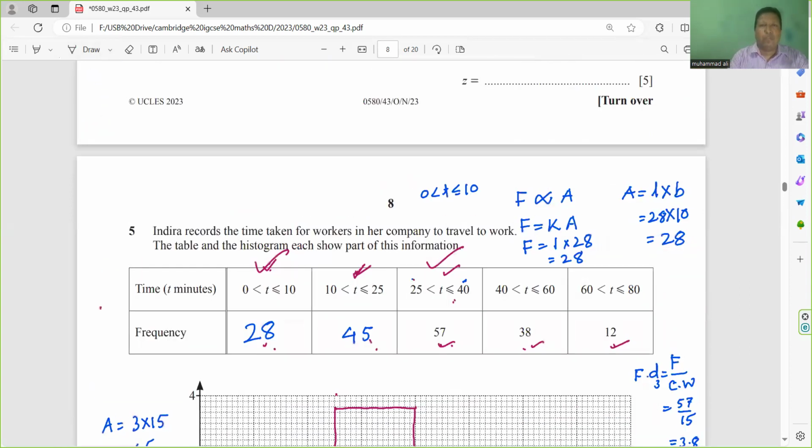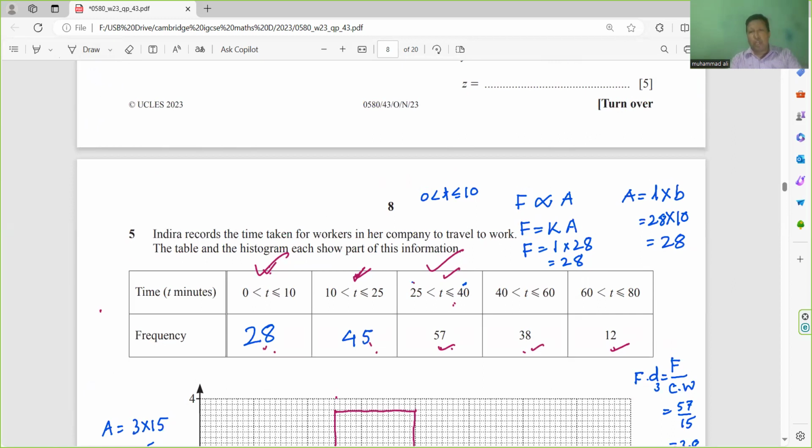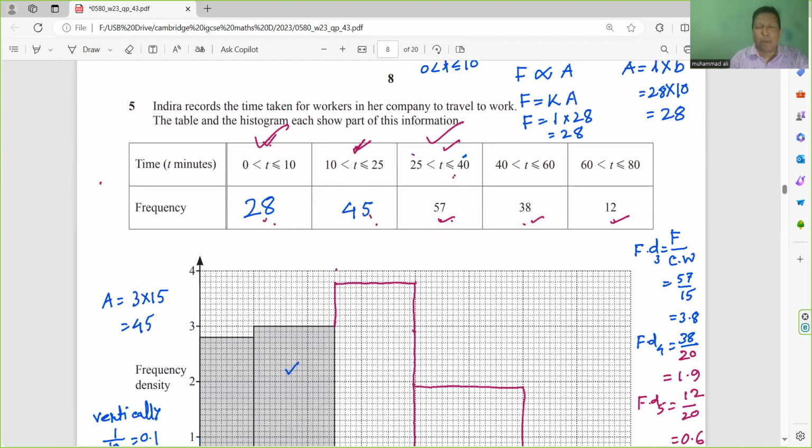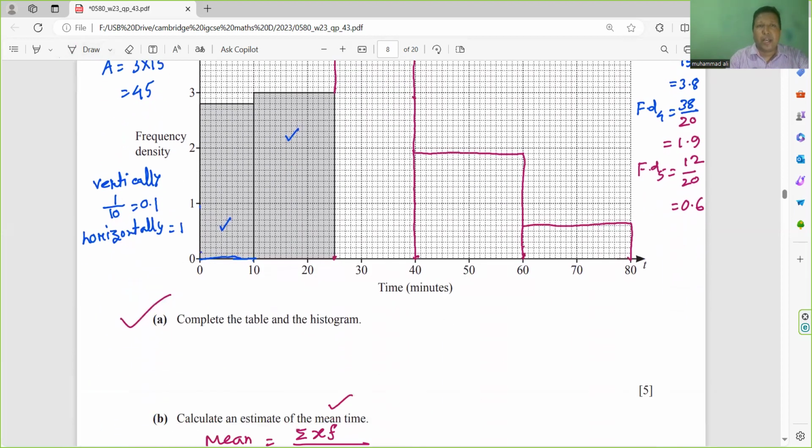At first, we find the frequency because we know that frequency is proportional to area. Here K is 1. So we have to find the area of each bar or each histogram, and that area equals the frequency. In this way, we get the frequency of the first interval, second interval, and we also use this formula: frequency density equals frequency divided by class width. In this way, we get the third, fourth, and fifth histogram. The frequency density we have drawn over there. And vertically, each box is 0.1 and horizontally each box is 1.